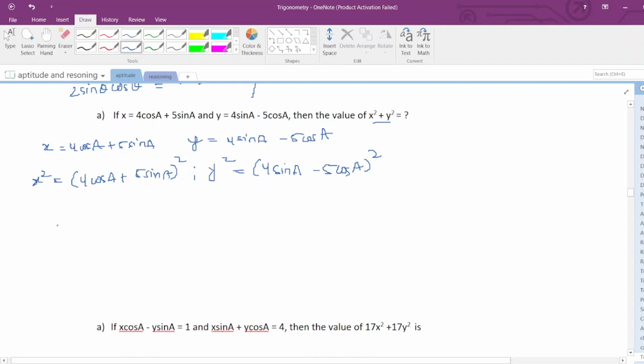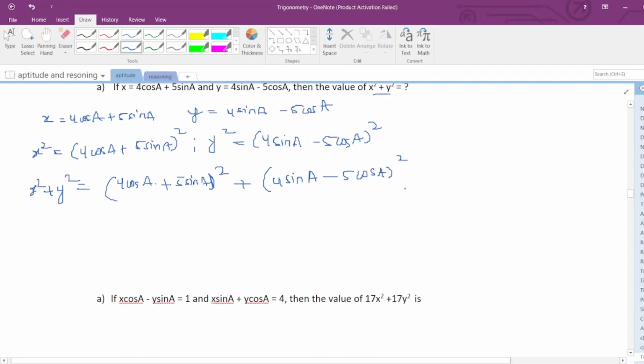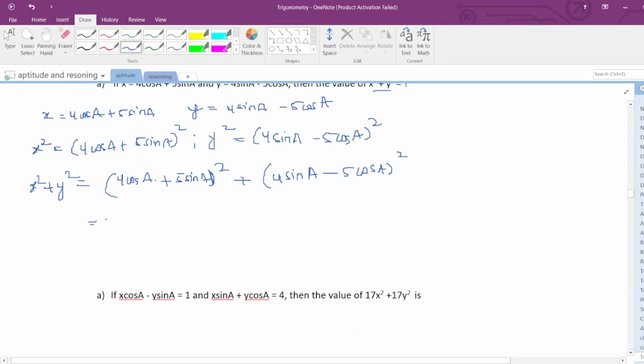So can I add both? x square plus y square is equal to 4 cos a plus 5 sin a whole square plus 4 sin a minus 5 cos a whole square, right? So now separate them, we have the formula a plus b whole square. So now we get 16 cos square a plus 25 sin square a plus 2 into 4 into 5, that is 40 sin a and cos a, right?